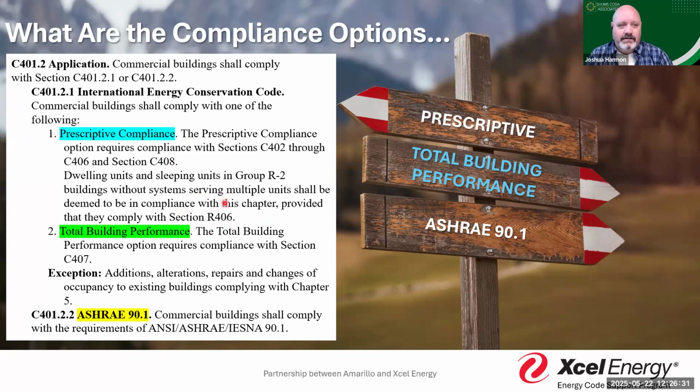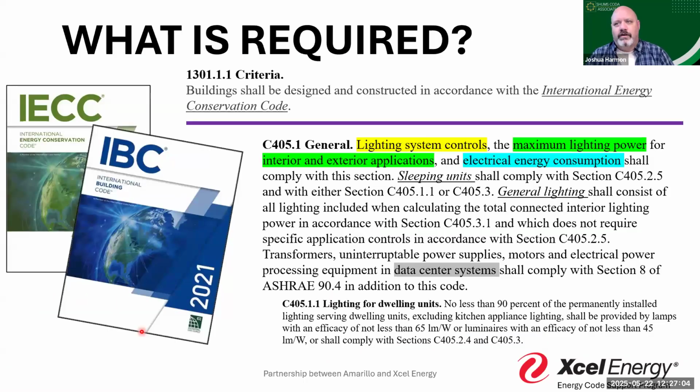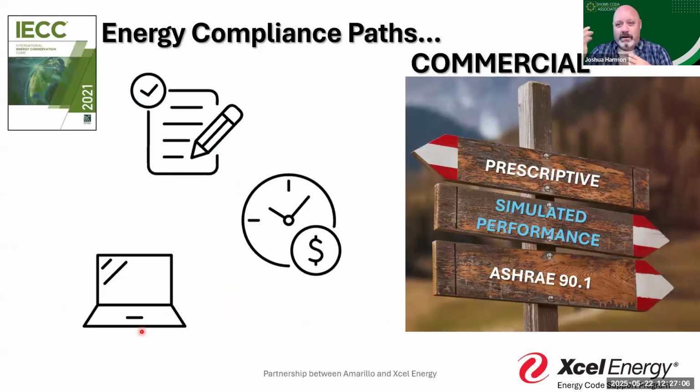Again, 406 takes us back to the residential provisions, and when we start talking about ERI paths and stuff like that, we have the total building performance. Again, that's that dollar value calculation of how much does it cost to operate, right? That's C407. And then we also see ASHRAE 90.1, which I think I've got a couple examples of how ASHRAE compares. But ASHRAE 90.1 is a completely different standard than what we have in the IECC, but it provides similar expectations. So again, when we're looking at it from a commercial perspective, if you were to compare this in the residential, let's do that real quick.